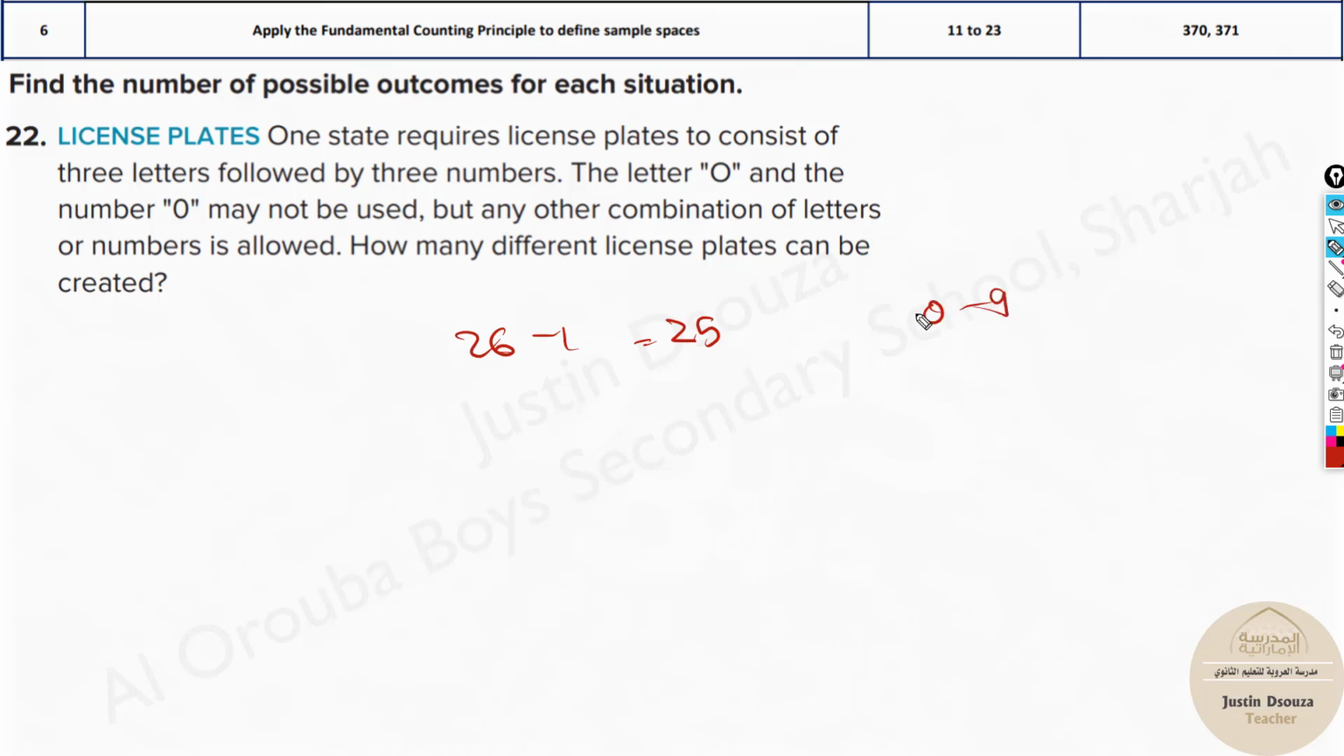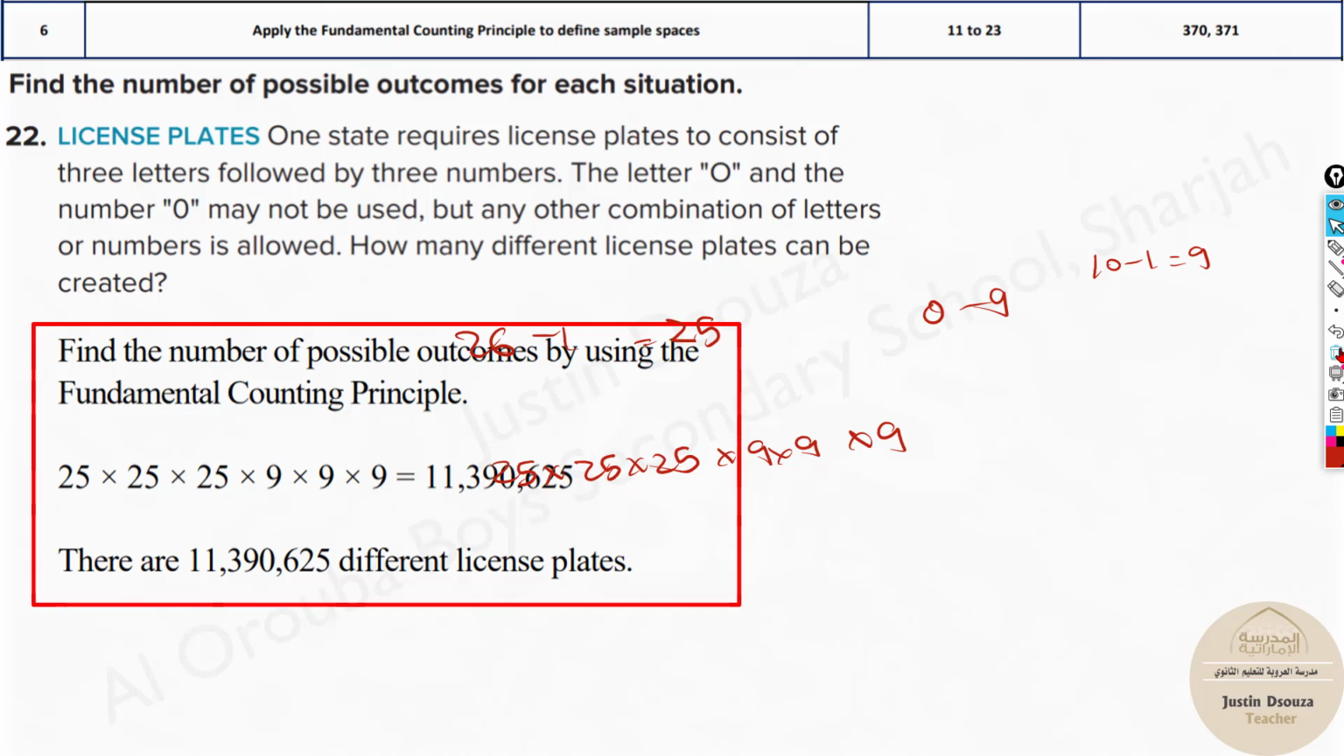Same thing with numbers, 0 to 9. There are 10 numbers. But here we have to exclude 0. It will be 10 numbers in total, 10 minus 1 will be 9. Why is it 10 numbers? Because 0 is also included: 0, 1, 2, 3, 4, 5, right? It will be 10 minus 1. There are 3 letters, so it will be 25 times 25 times 25. And what about the numbers? It's 9, so 9 times 9 times 9. If you multiply that, you'll get the possible answers. So there can be nearly 11.4 million different license plates possible from this combination.